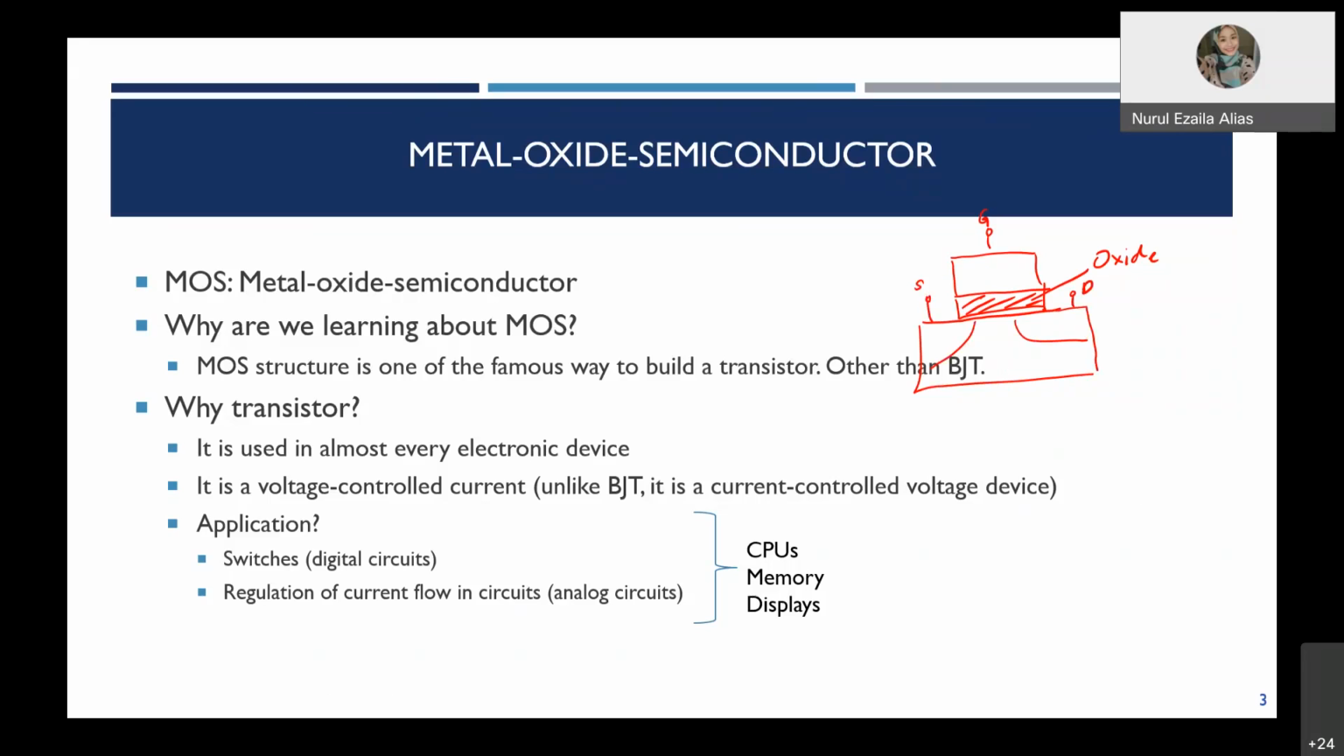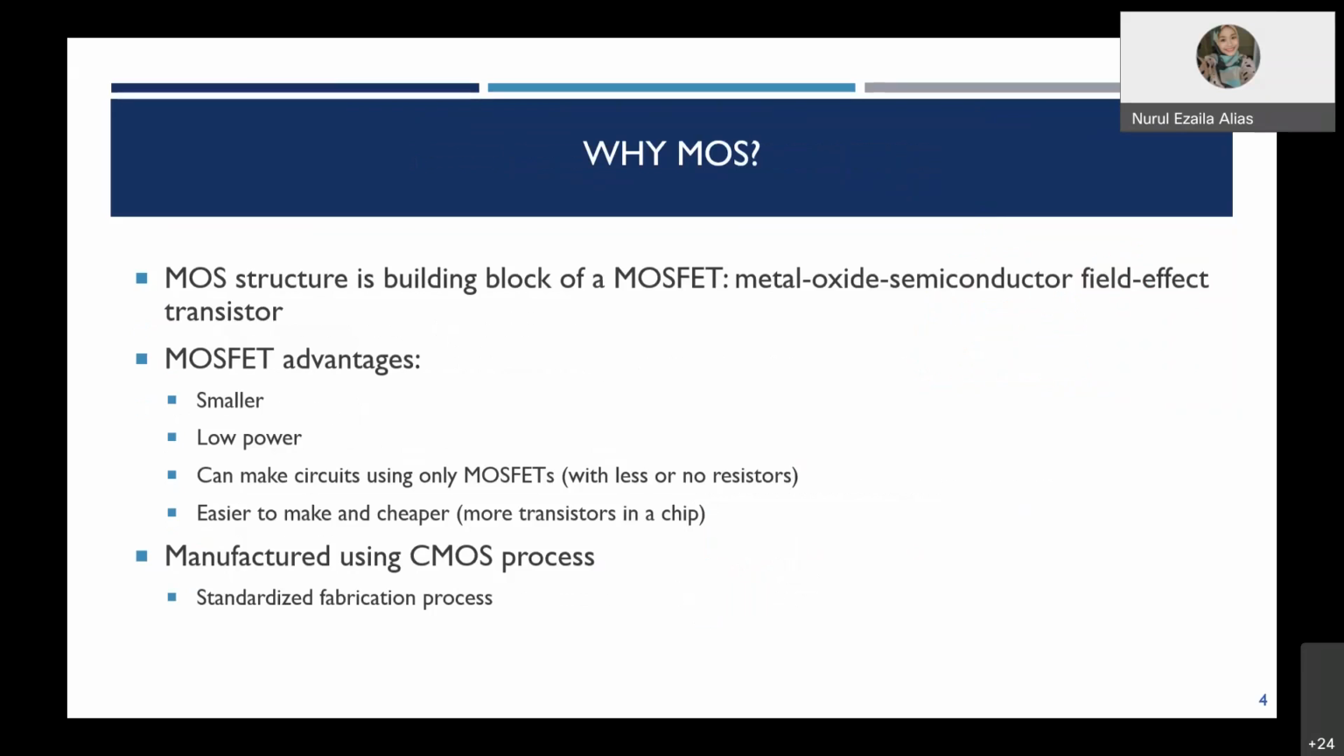And why transistor? Because it is used in almost every electronic device. It is used as switches, in analog circuits, in CPUs, memory, and also in LEDs and displays. Other than that, MOSFET has the advantage of a smaller size. It uses low power because it has a low threshold voltage. Compared to other transistors, circuits using a MOSFET need fewer resistors. And it is manufactured by the CMOS technology process.